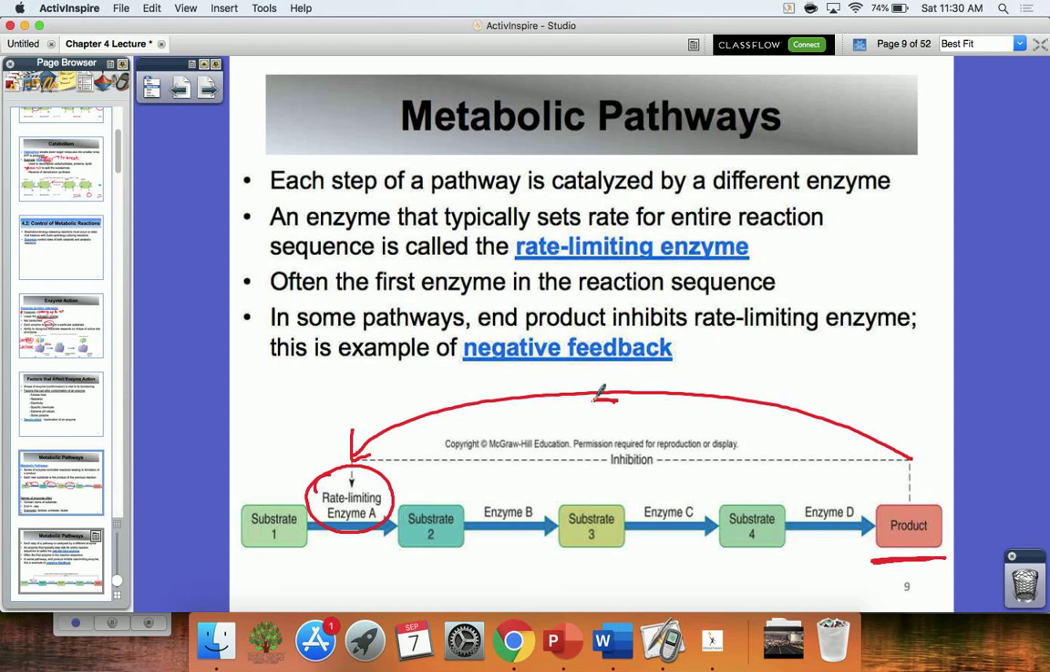Or it could do the opposite, where if we have too little, it could promote that rate-limiting enzyme. And that is negative feedback. If y'all remember, negative feedback is usually going to be the opposite of the stimulus. So if we have a lot of something, it's going to go back in the opposite direction. If we have a lot of that product, it's going to slow down that rate-limiting enzyme because we don't need to continue to make more of that product. Or if we have too little, it's going to speed it back up so that we can get enough of that product produced.